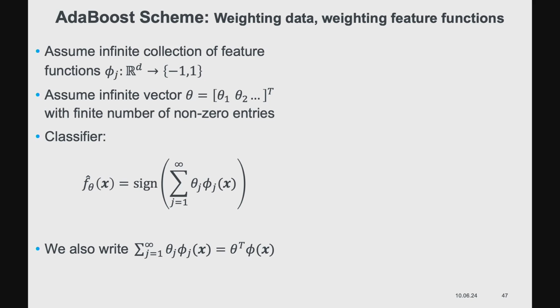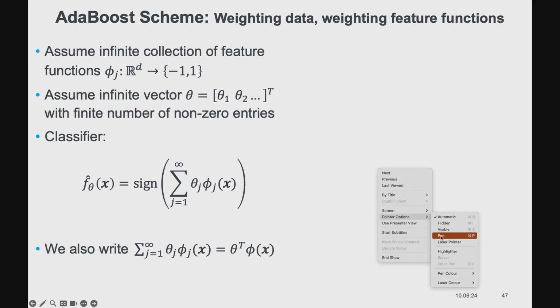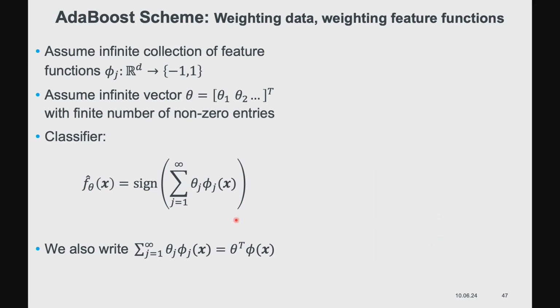We can also write this simply as a vector theta, and then theta transposed phi, where phi also is a vector of functions. So we just have this inner vector product between the weight vector and the function vector.